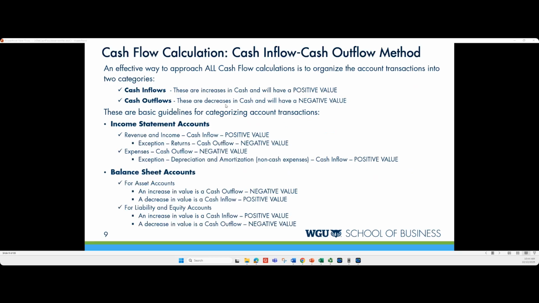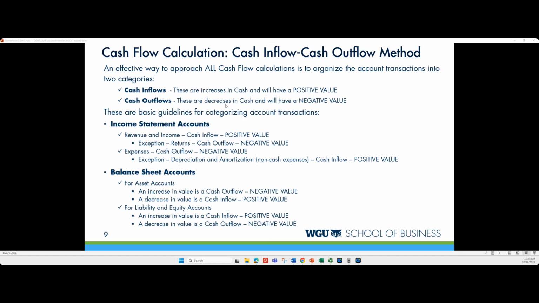Okay, so there are many ways to perform cash flow calculations. You can just use simple equations, adding and subtracting things. But the method I'm going to show you today involves the cash inflow, cash outflow method. And in this particular methodology, we're always going to be placing our transactions into two categories, either a cash inflow or a cash outflow. So our cash inflows are increases in cash, and they're going to have a positive value assigned to them. Our cash outflows are going to represent decreases in cash, and will always have a negative value assigned to them.